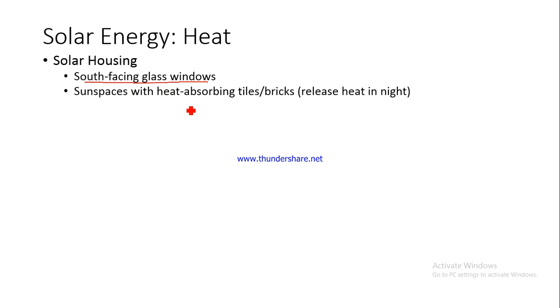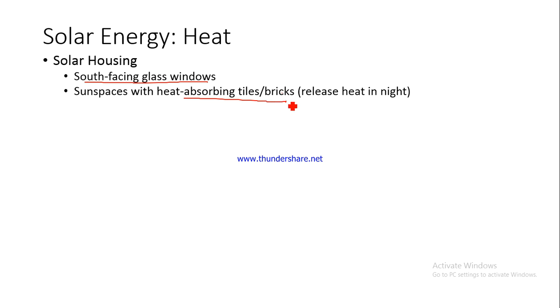Then sun spaces are created. In these sun spaces near the glass window, there would be heat absorbing tiles and bricks. They would absorb the heat during the daytime, and since they absorb heat during the daytime, the temperature falls down because the heat is getting absorbed by these bricks and tiles. On the other hand, when it is cooler outside and there is no more sun available during the evenings and the night, these tiles and bricks would start emitting, releasing heat.